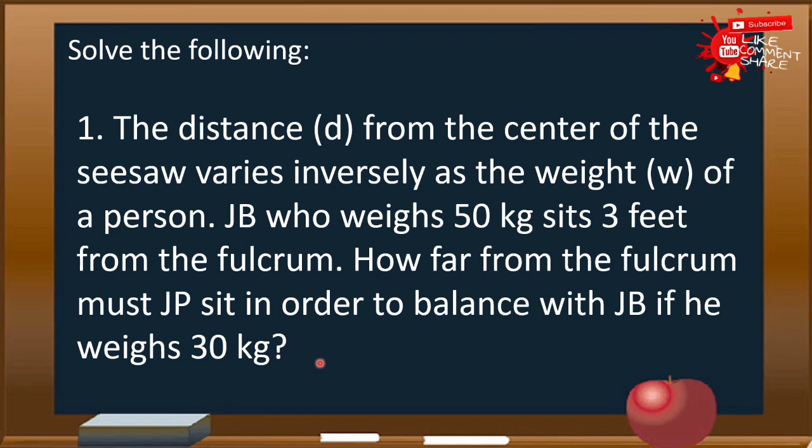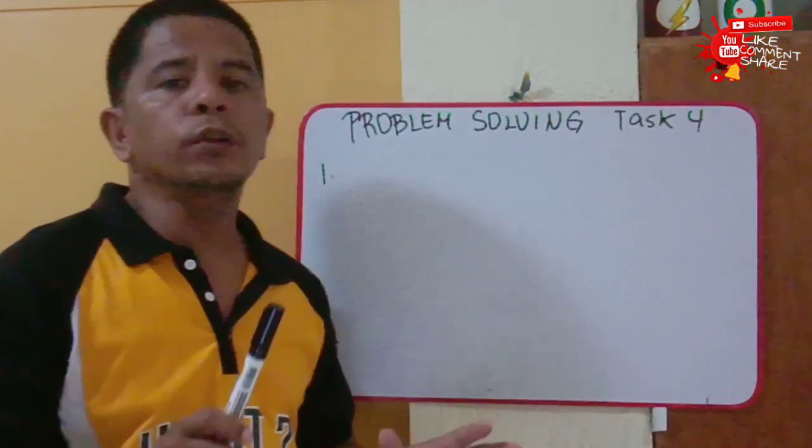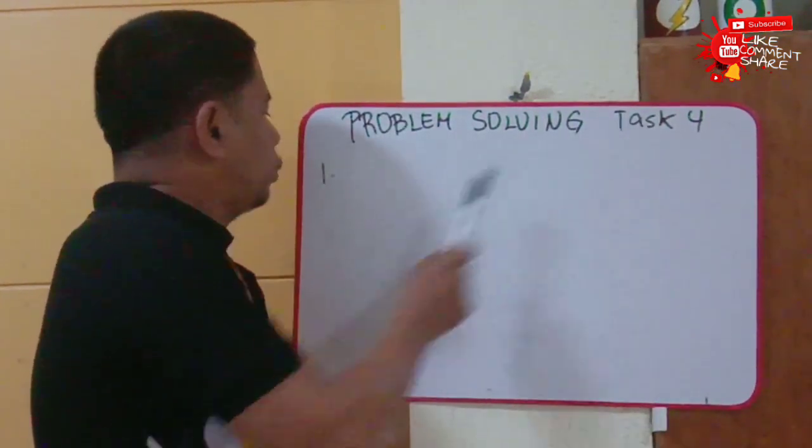Oh, okay, alam nyo naman kung ano yung ibig sabihin ng seesaw. Okay? So, si JB weighs 50 kilogram. So, ang distance niya from the fulcrum is 3 feet. Yung fulcrum, yun yung pinakagitna. And JP weighs 30 kilogram. Ang question, saan siya pupwesto from the fulcrum? Gaano yung distance niya? Okay, tingnan yung ating solution for number 1. So, yung number 1, ang question ay inverse variation. Okay, in solution for our task 4 question number 1.